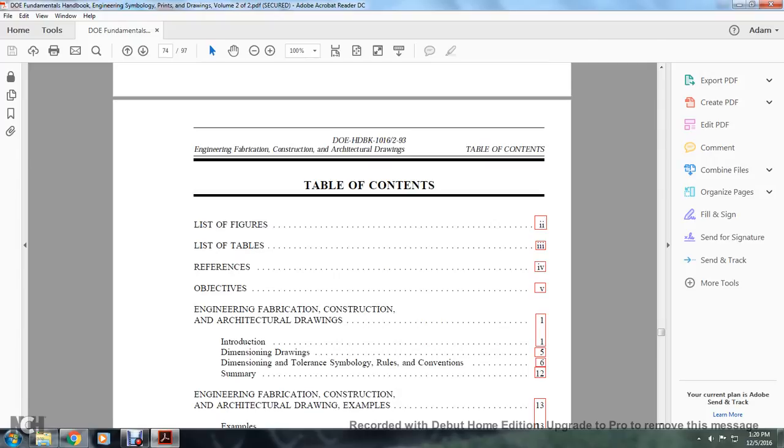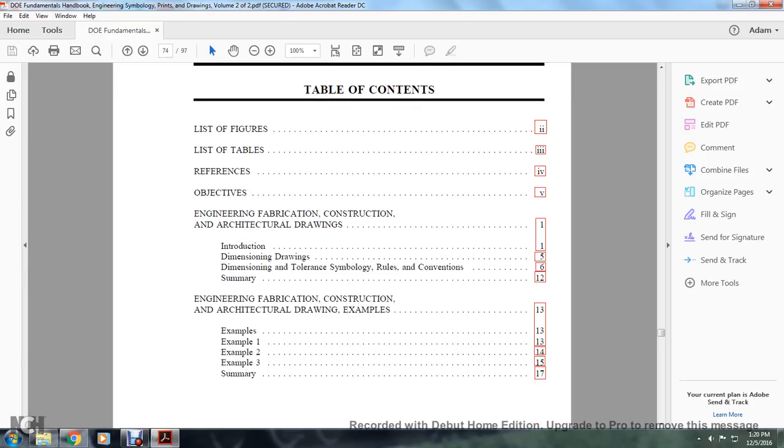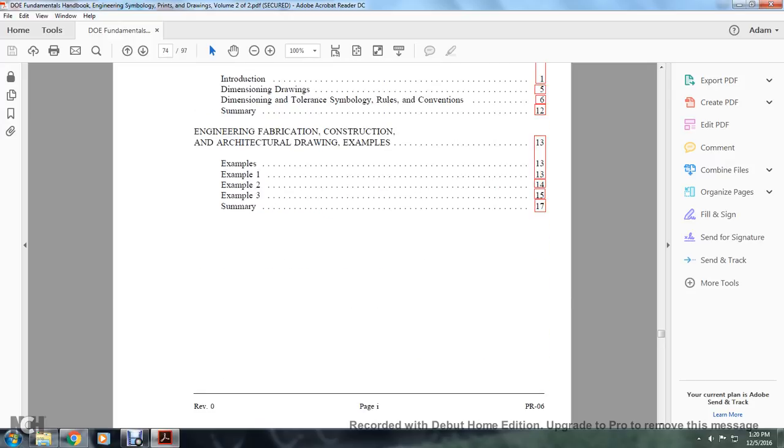Table of contents, list of figures, list of tables, references, objectives, engineering fabrication, construction, architectural drawings, introduction, dimension drawings, dimension tolerance, symbols, rules, conventions, summary, engineering fabrication, construction, architectural drawings, examples, Example 1, 2, and 3, summary.